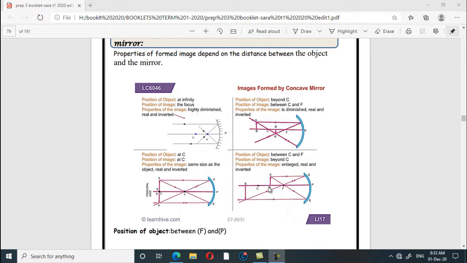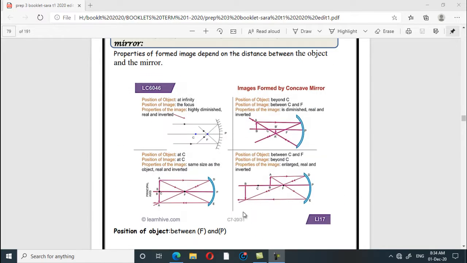The fourth case: if the object is found between the center of curvature and the focus, we will draw the two rays, one of them parallel to the principal axis reflecting passing through the focus, and the other passing through the focus reflected parallel, and the two reflected rays are collected here after the center of curvature, or at a distance more than the double of focal length. The properties of the image are that this image is inverted and enlarged in size. Here the real size of the object, and here the size of the image formed. So it will be enlarged, inverted and real.